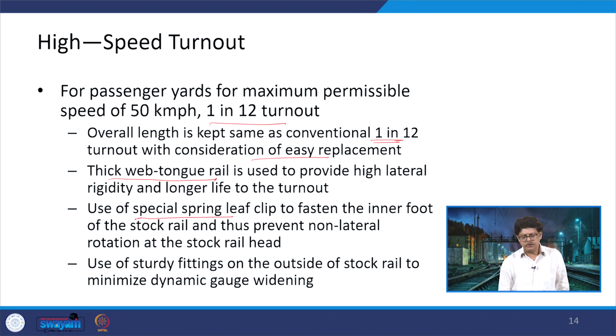Use of a special spring leaf clip to fasten the inner foot of the stock rail and thus prevent lateral rotation at the stock rail head. So, this is another issue. If the speeds are more, there is a possibility of a lateral rotation which may happen at the head of the stock rail. So, as to reduce that, the special spring leaf clips are used. Use of sturdy fittings on the outside of the stock rail to minimize the dynamic gauge widening.